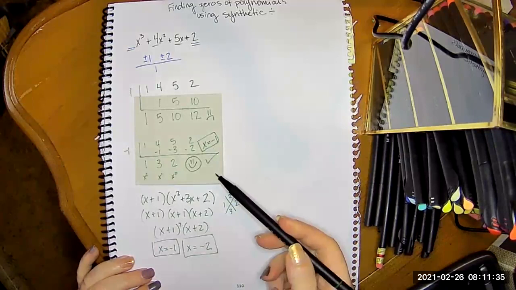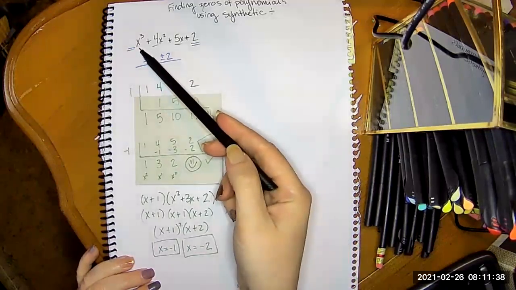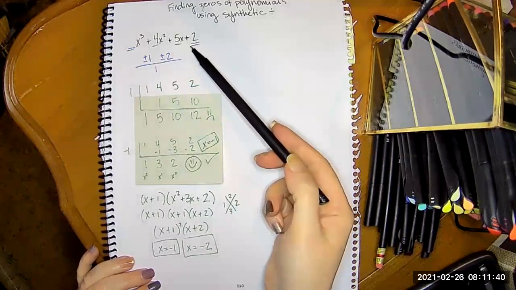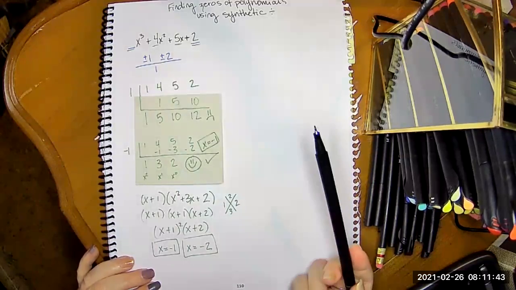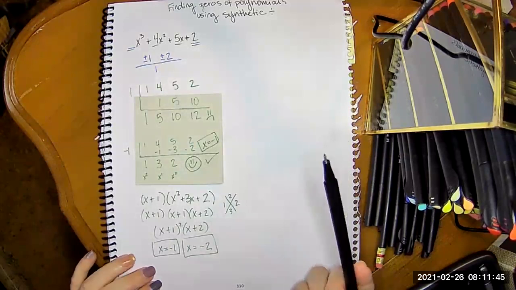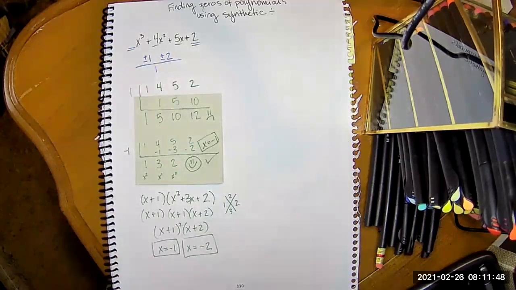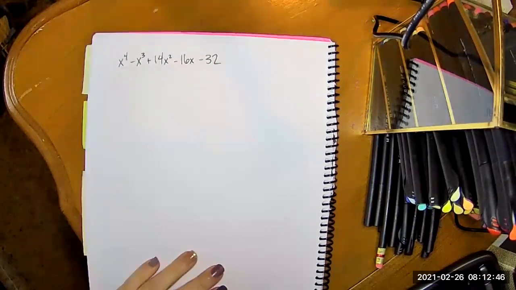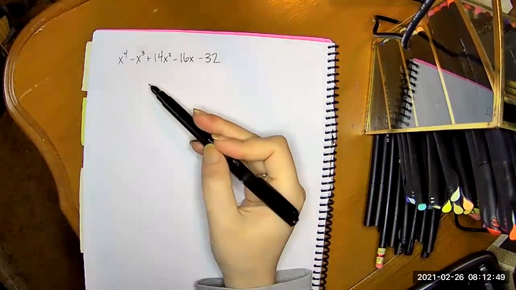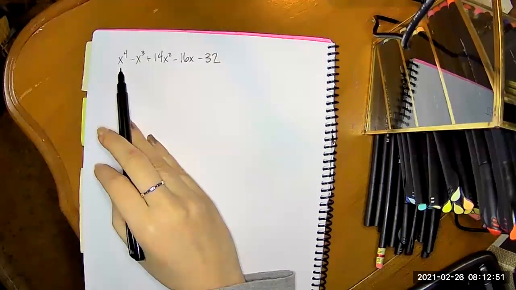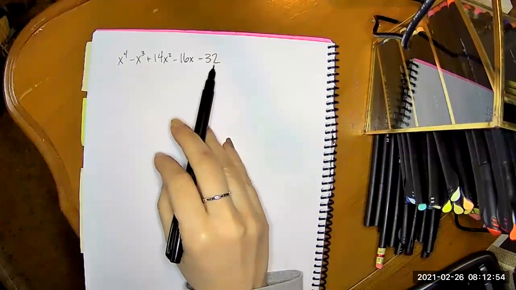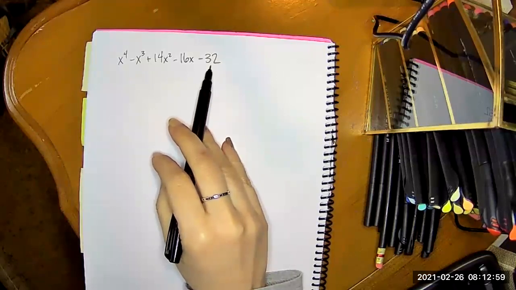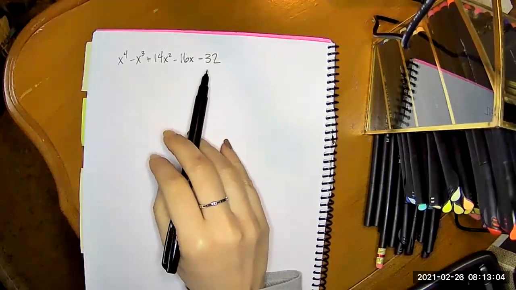So this wasn't that bad, but we're going to get higher degree polynomials, and these numbers can get quite large, and then you're testing a lot of them. So let's just look at one of those. Okay, here we go. This is a 4th degree polynomial, so it's a little bit more hardcore. There's a lot more terms here. I can't just factor this by grouping. It's not easy, so we really need synthetic division.